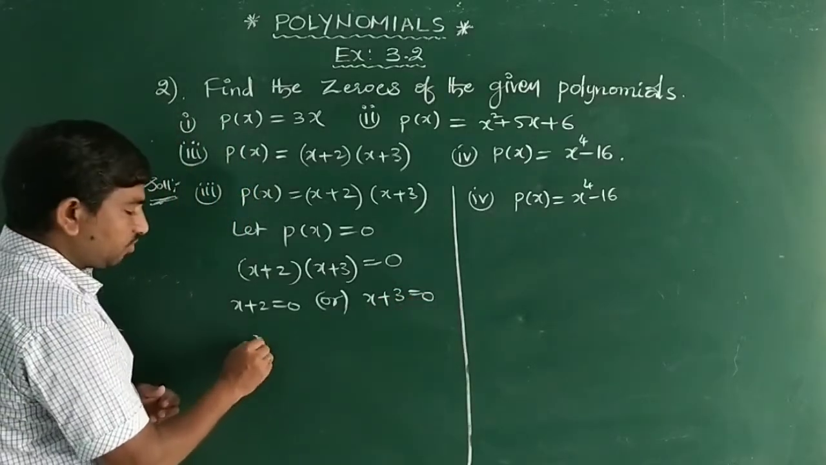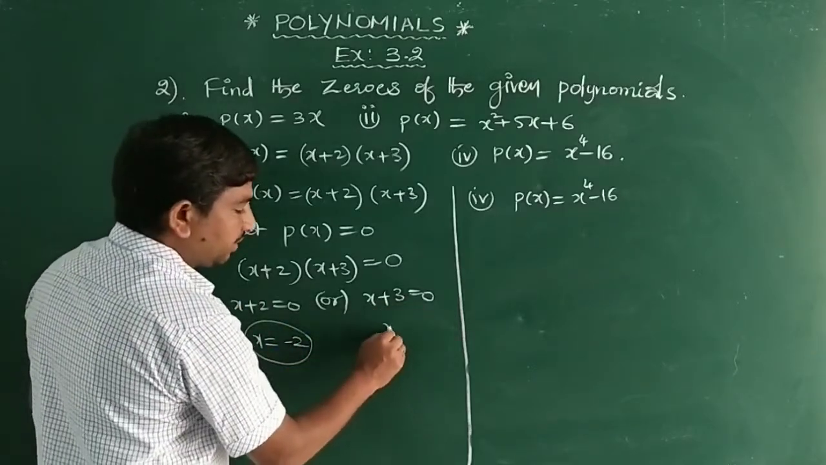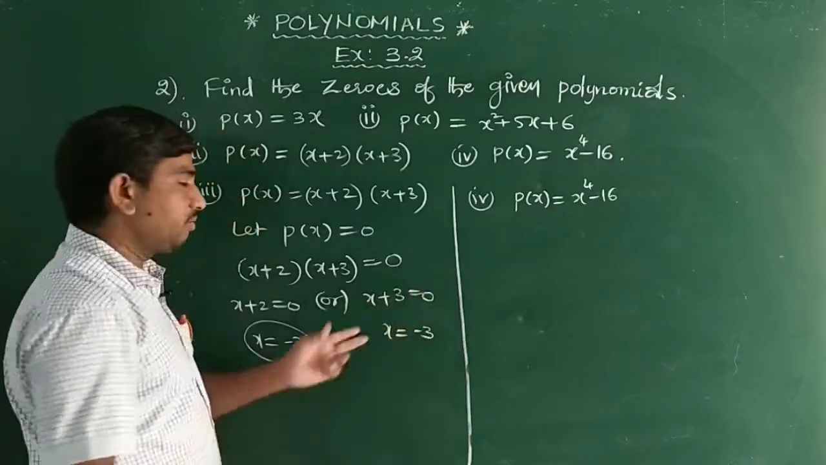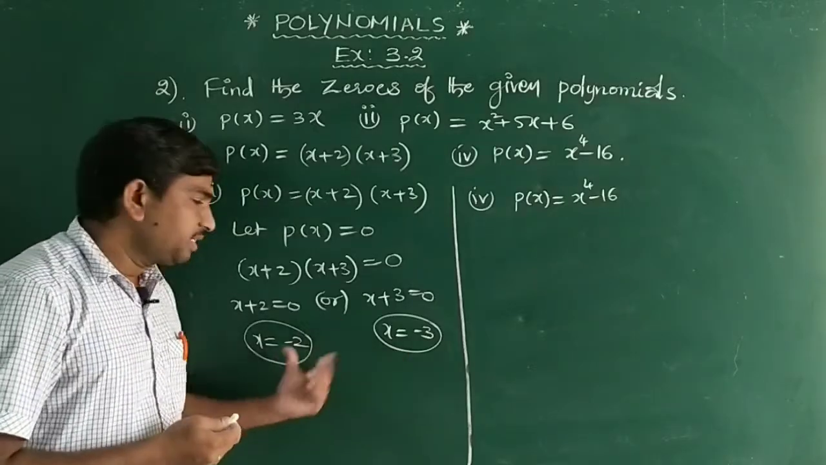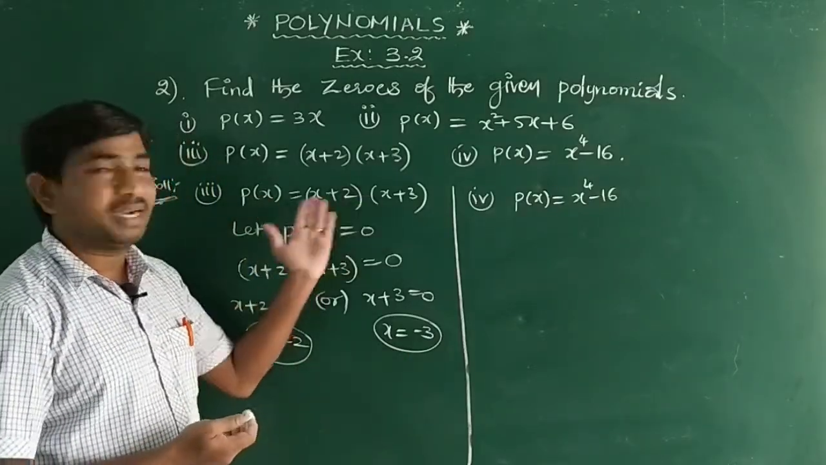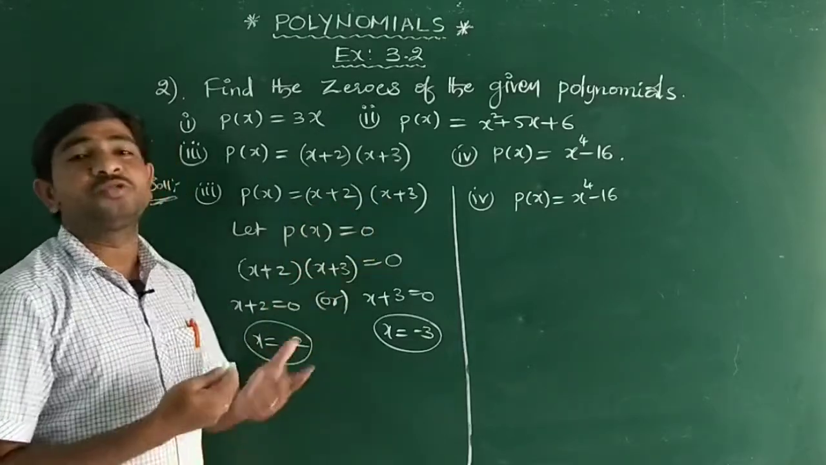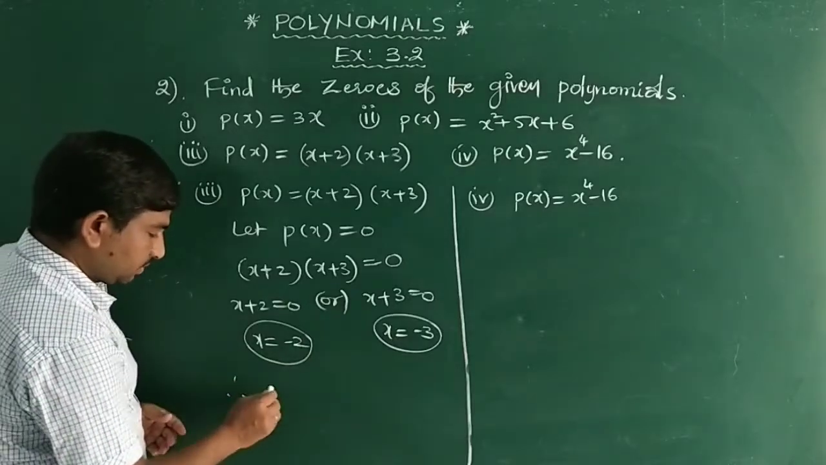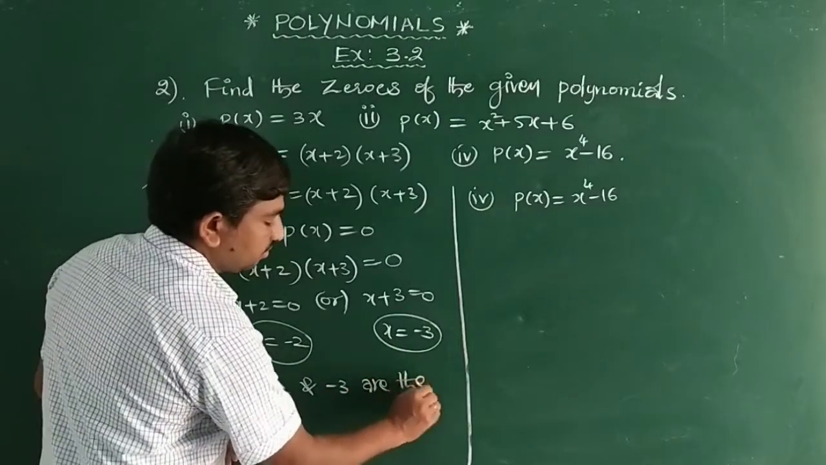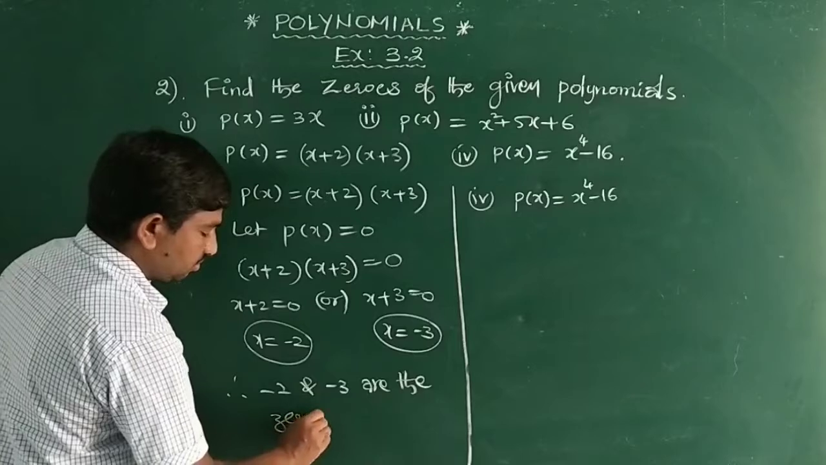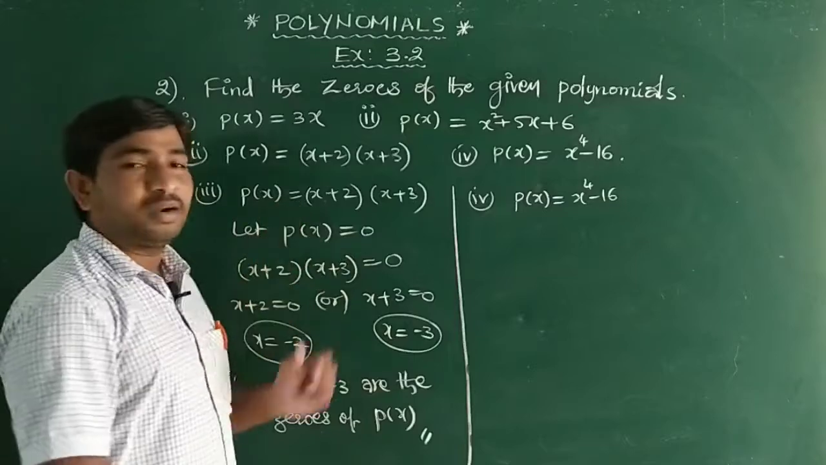To find the x value, we send these outside, so what will you get? x is equals to minus 2, and here 3 sent outside, then what will we get? Minus 3. This is also one of the zeros. So see here, how many zeros are we getting? 2 zeros. Why? Because by multiplying these two, here how many factors are we getting? 2 factors. So similarly we can get 2 zeros also. So therefore, minus 2 and minus 3 are the zeros of the given polynomial P of x. Okay, this is the third problem solution.